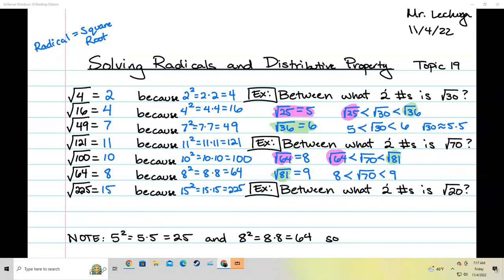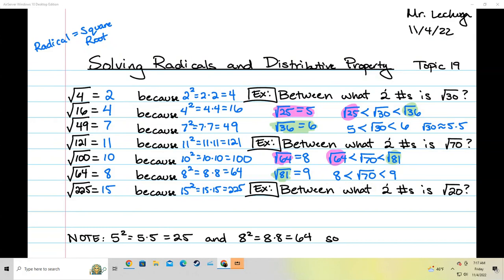Look at this 70. Is it closer to the 64 or is it closer to the 81? Going this way, the square root of 64, it's only 6 units away, right? Going this way, it's 11 units away. So actually, my square root of 70 is closer to this one, which means my answer is going to be closer to 8. Now, it's not super close.